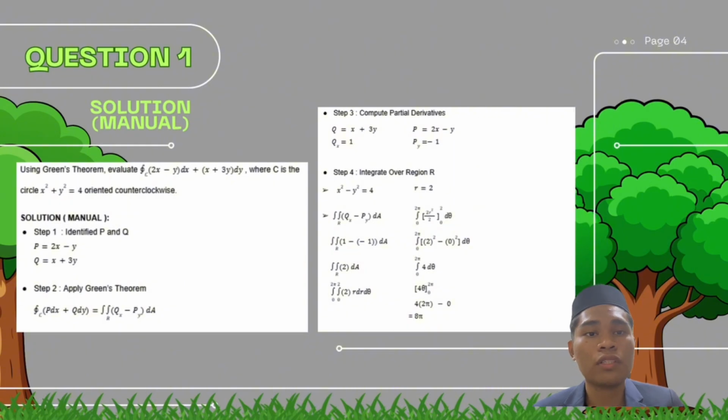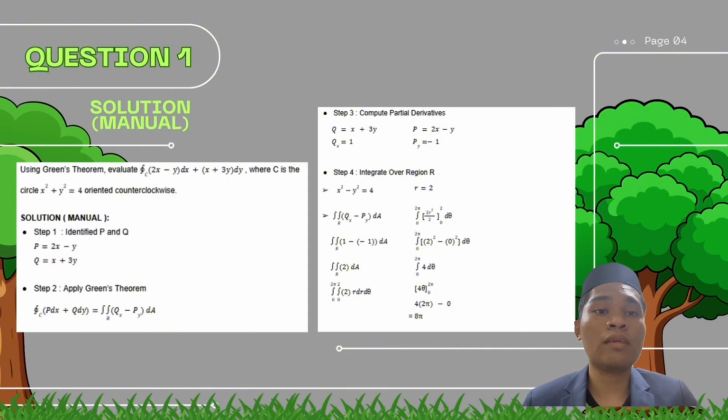And then the range of r and theta is 0 to 2 and 0 to 2 pi. So we integrate and calculate. We get 4, and then 2 pi minus 0. So when we finalize the calculation, we get 8 pi.